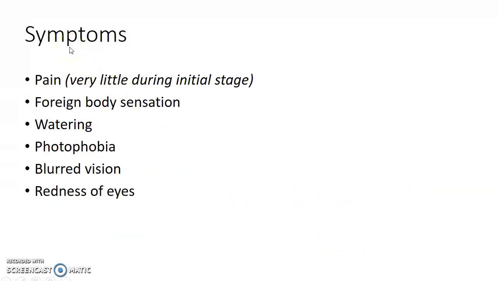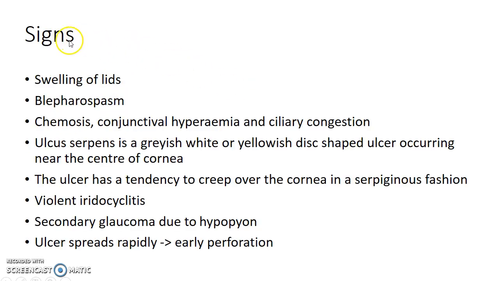Now let us see about the symptoms of Hypopyon corneal ulcer. There will be pain, foreign body sensation, watering, photophobia, blurred vision and redness of eyes. The pain will be very little during initial stages of Hypopyon corneal ulcer. Now let us see about the signs of Hypopyon corneal ulcer. There will be swelling of lids, blepharospasm, chemosis, conjunctival hyperemia and ciliary congestion.